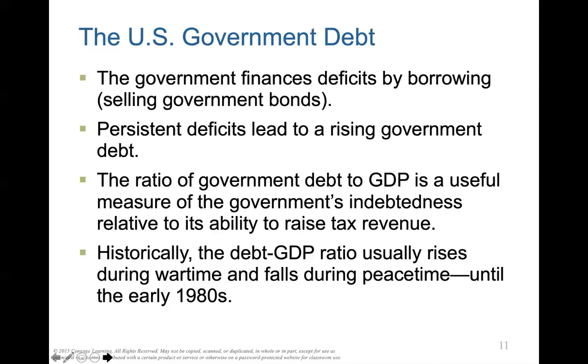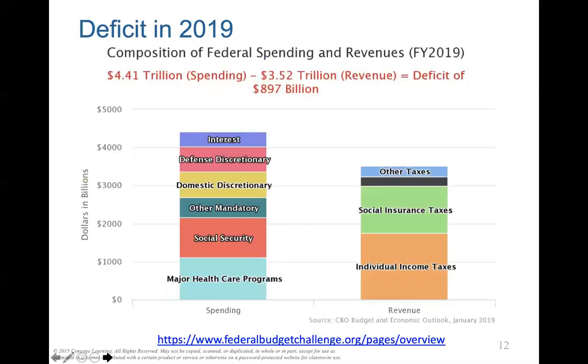However, in the early 80s, everything changed. In the early 80s, we started to spend more money than we were bringing in. This is in fiscal year 2019, and this is a composition of the federal spending. And you can see this is what we spent our money on. So we spent our money a little bit on interest, defense discretionary, domestic discretionary, mandatory, things that we have to spend money on, Social Security, and other major healthcare.